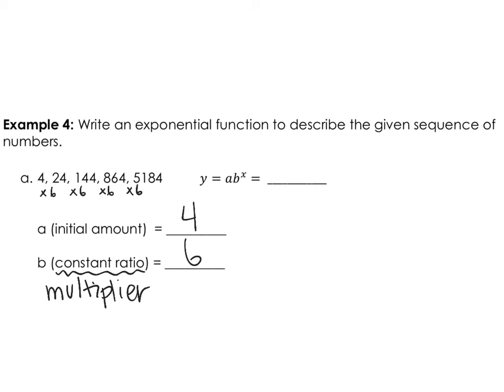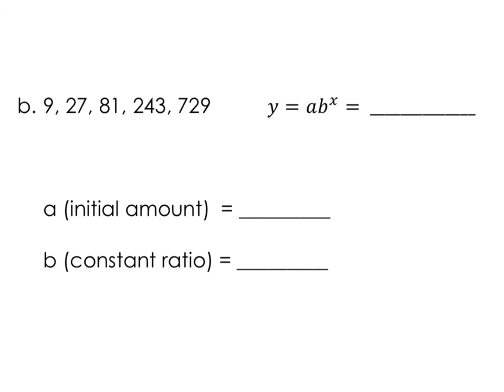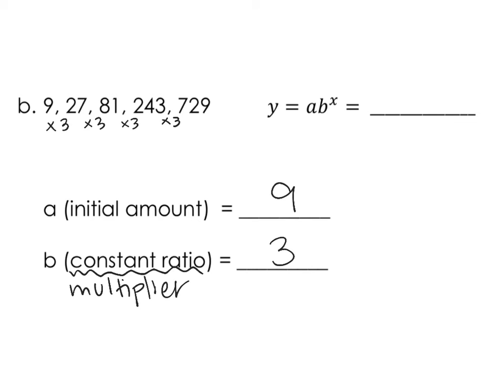So that makes our two parts to our equation. 4 times 6, and then to the x power. Make sure you do not forget that tiny little x. Okay, let's look at this one. We have 9 to 27 to 81. It looks like it is multiplying by 3. So each time we're multiplying by 3. Our initial amount was 9, and that means that our multiplier down here, our constant ratio, was positive 3. So our equation is 9 times that 3 to the x power. Please do not forget that x.